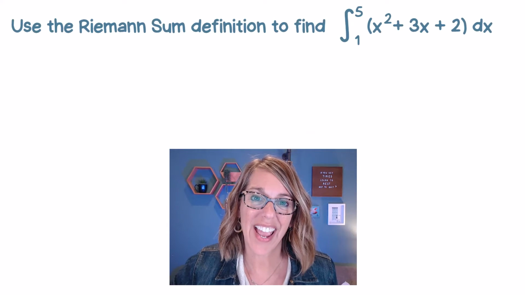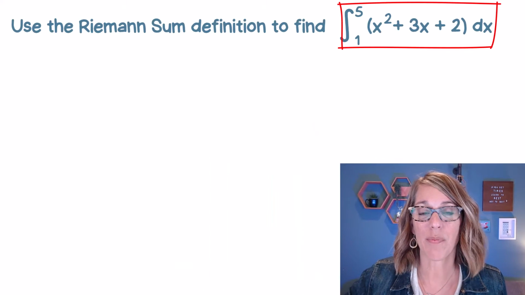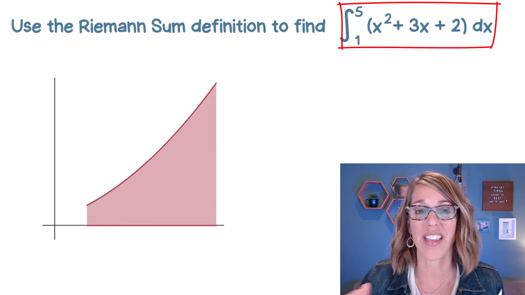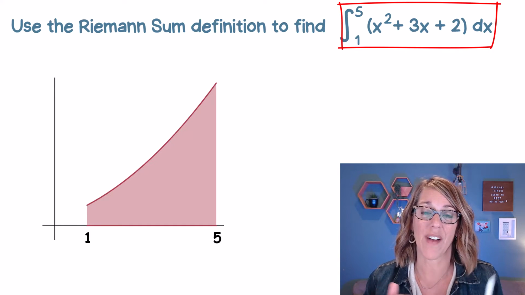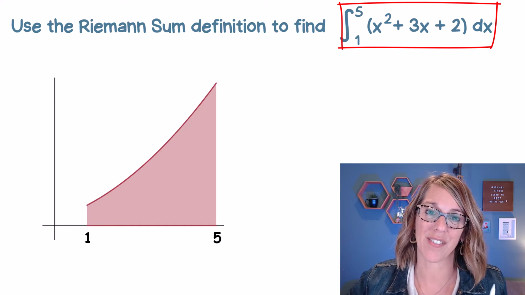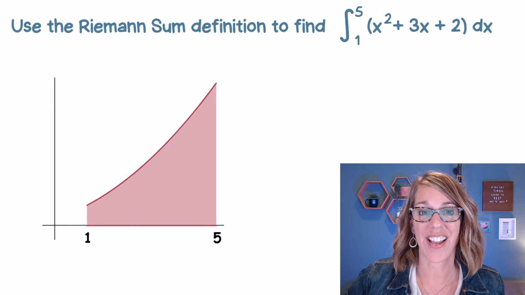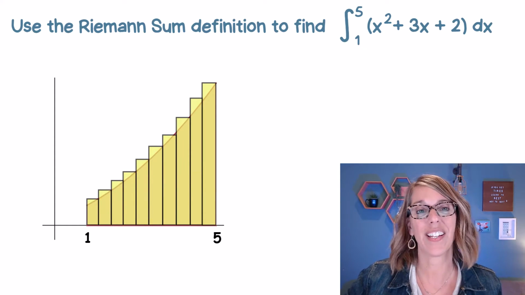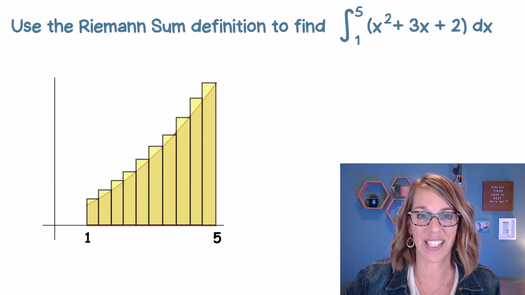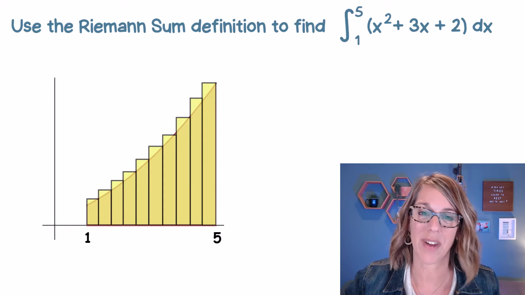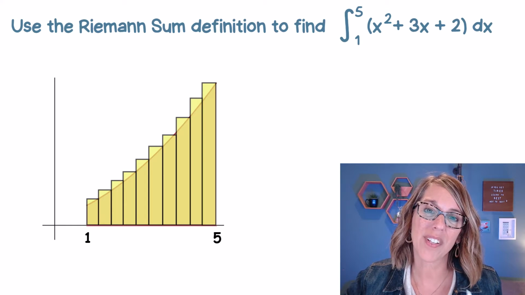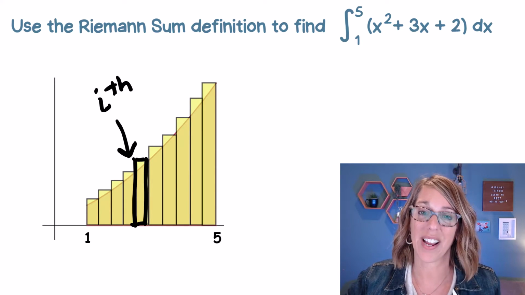Now we're going to go ahead and look at this definite integral, which means that we're really looking for the area between 1 and 5 underneath that curve. So it's that shaded area. We are going to find that area using infinitely many rectangles. Now I didn't draw infinitely many here, but we're going to use infinitely many rectangles, and we're going to be focusing on that ith rectangle.